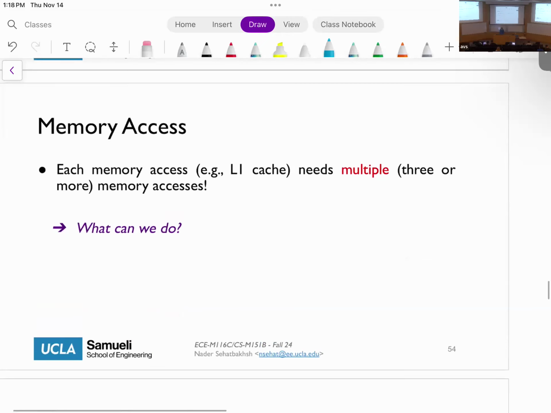So let's see if we can actually fix that issue as well. So each memory access is now multiple memory accesses. What can we do to fix this issue? Does anyone have any solution for this? Any suggestion? How can we make the translation faster?